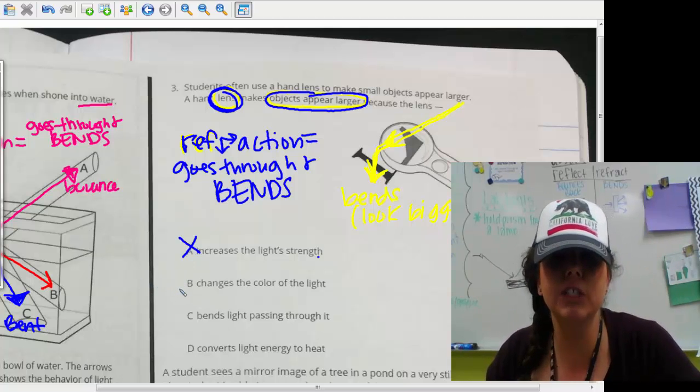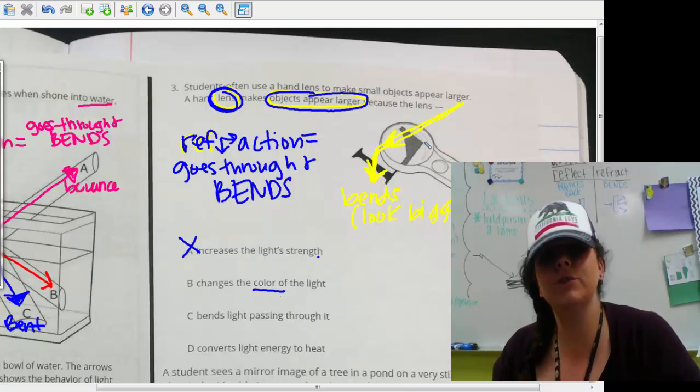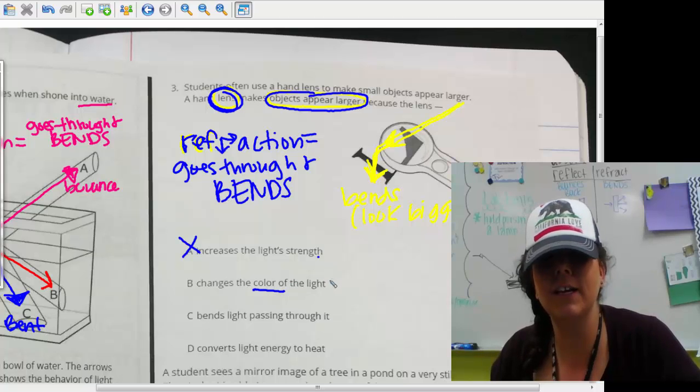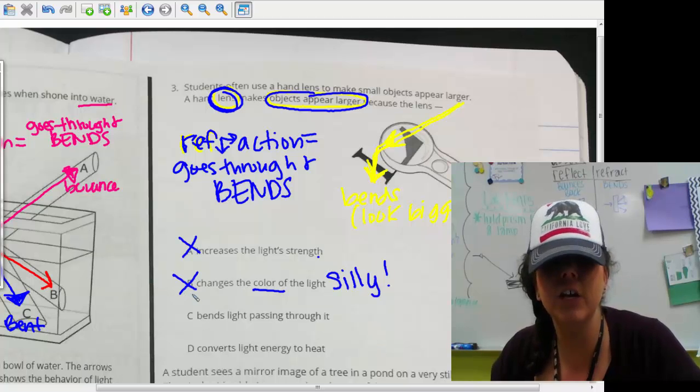Choice B, changes the color of the light. You've all looked through a hand lens. When you look through that hand lens, does it change the color of the light? Absolutely not. That is a very silly answer, isn't it? So I'm going to write silly next to it, and I'm going to say goodbye, because I'm not going to pick silly answers, am I?